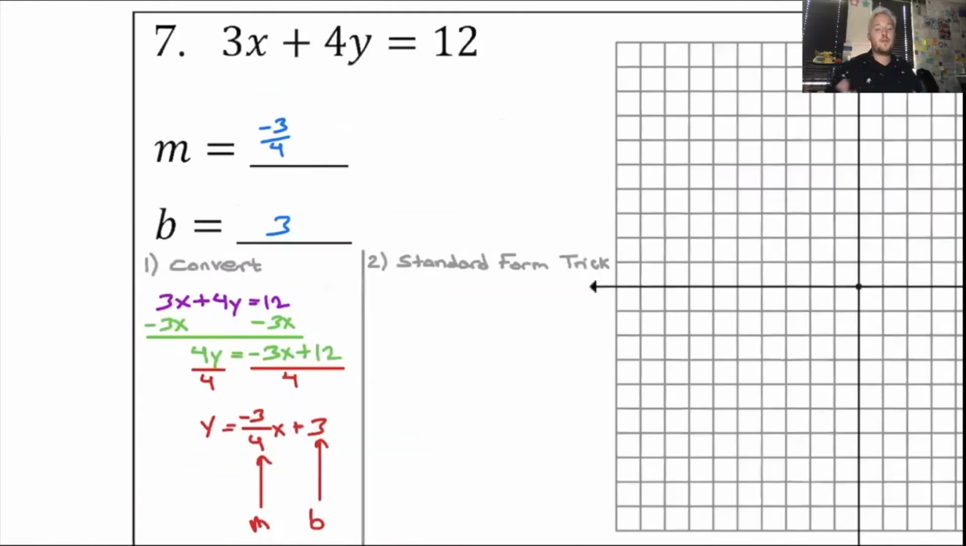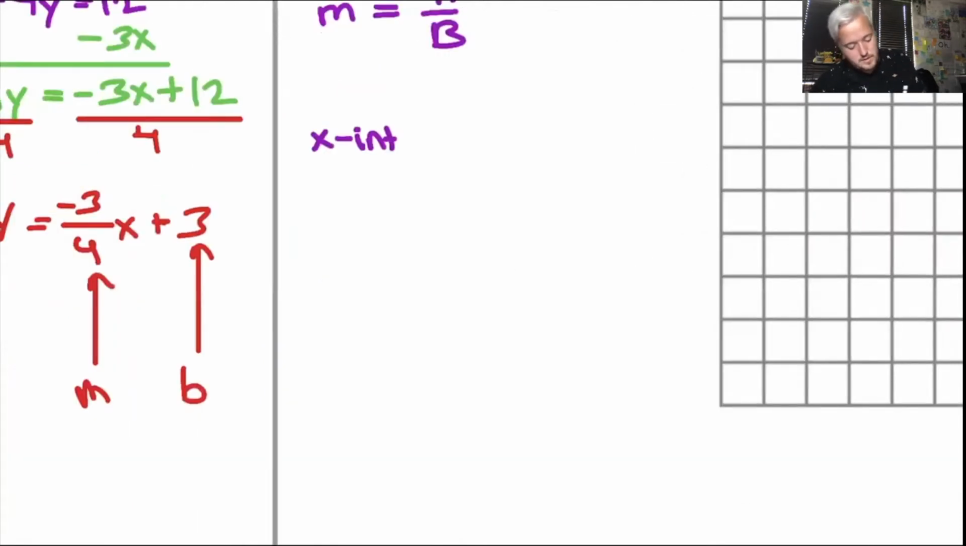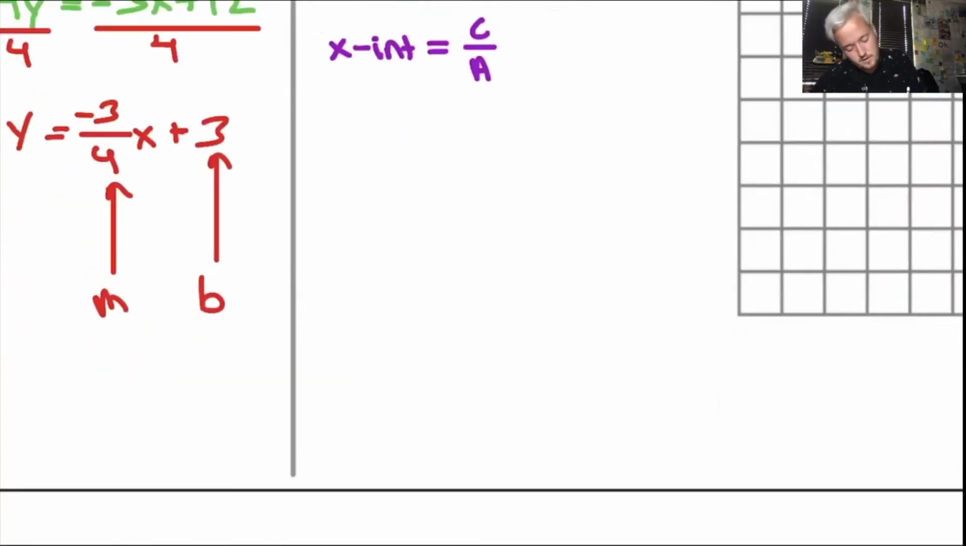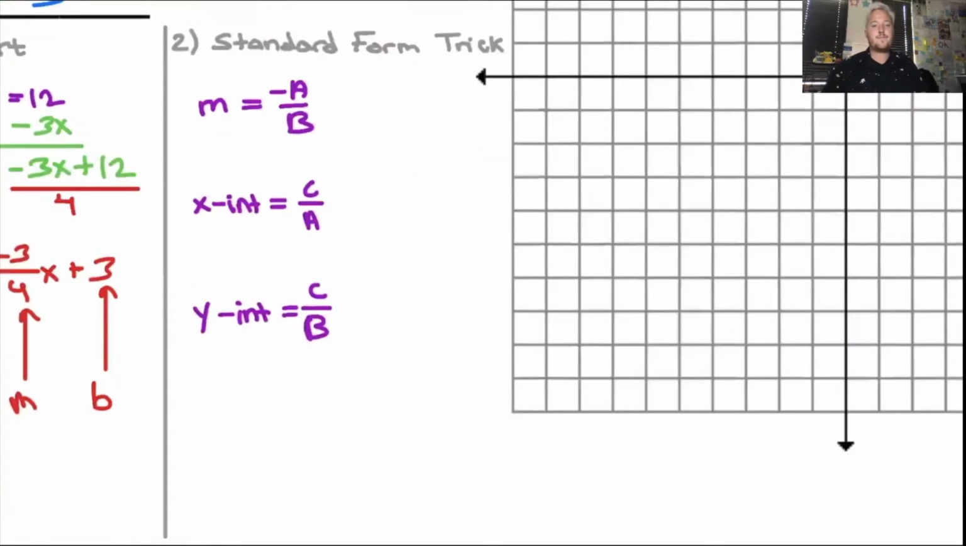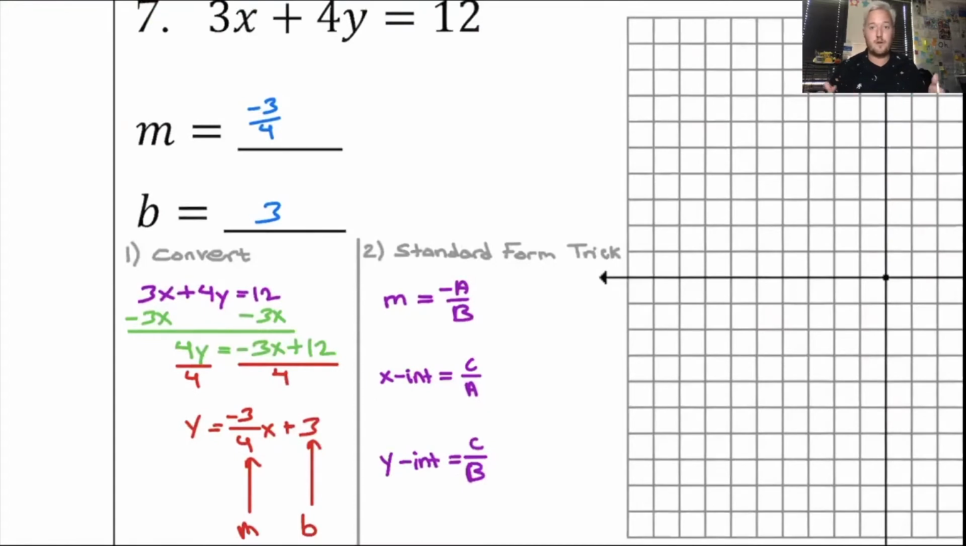All right, so now I'm going to actually do the standard form trick. So if you remember, your slope is the opposite of a over b. So your x-intercept, which you don't necessarily need, but I think it would just be good practice to keep practicing and getting. And then your y-intercept, which is c over, how dare you, c over b. All right. So now I'm going to go up here and I'm going to identify my a, b, and c values before I do this.